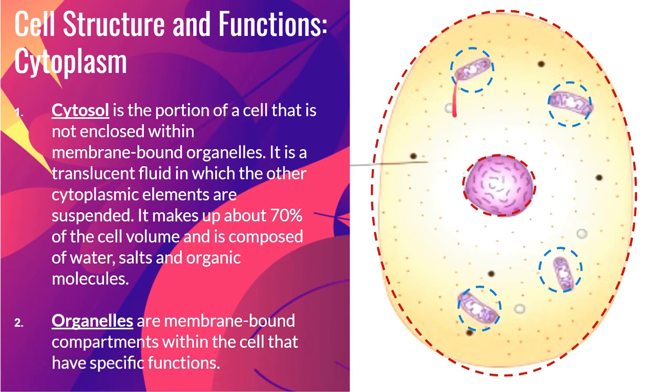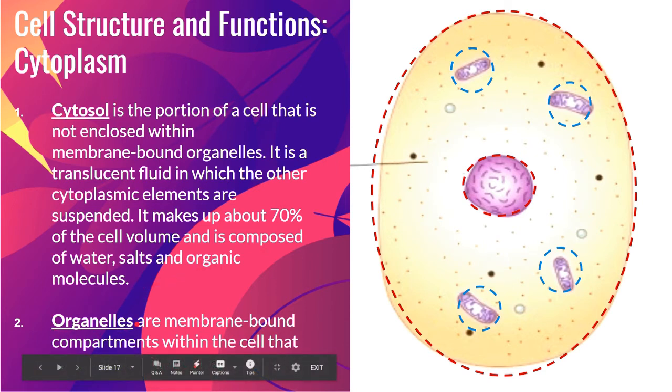Now, floating or suspended within the cytosol are your organelles. These are membrane-bound compartments, and each of them has a specific function. So the cytoplasm is made up of the fluid cytosol found within the cell membrane and outside the nucleus. So all of this. And then floating or suspended along it are your organelles.